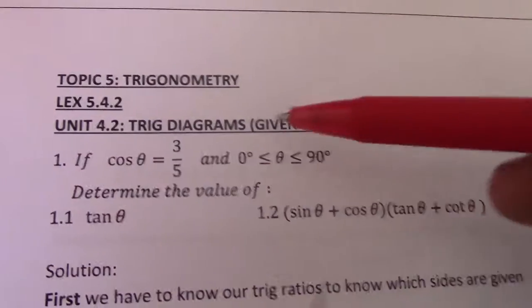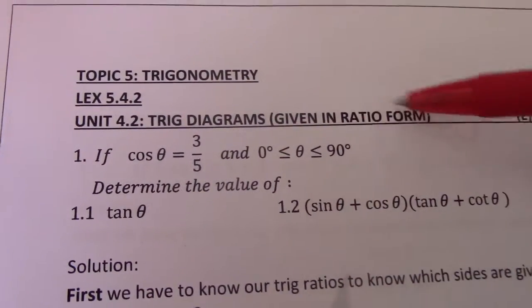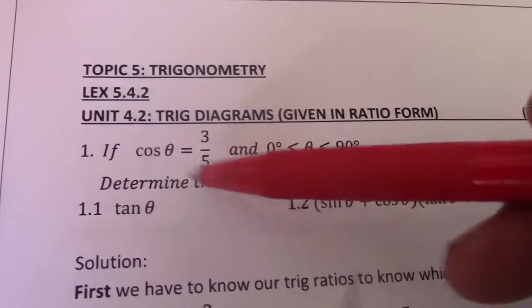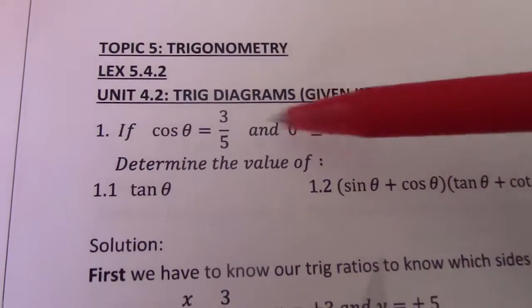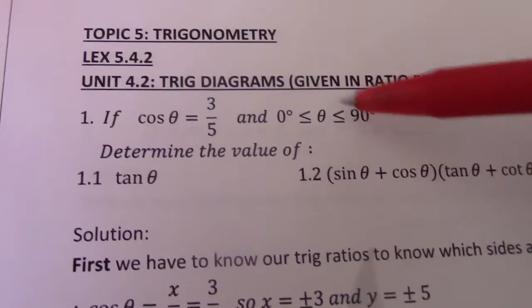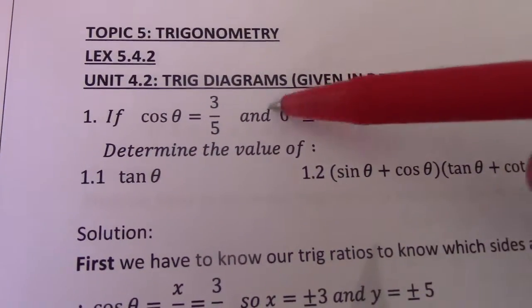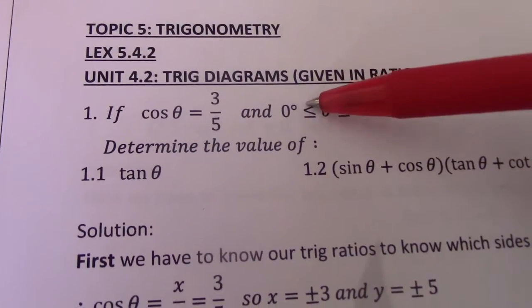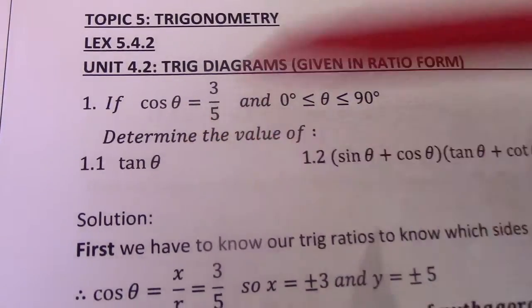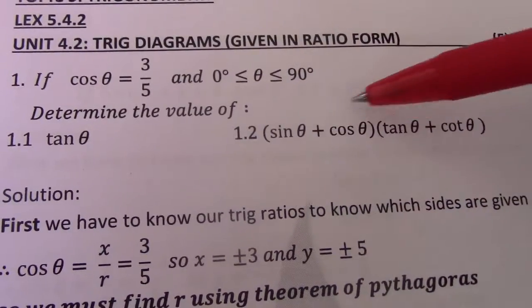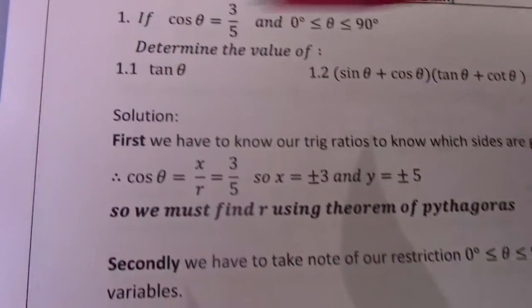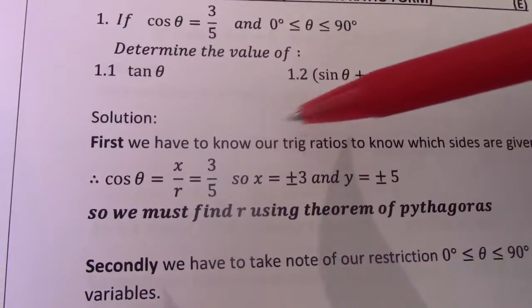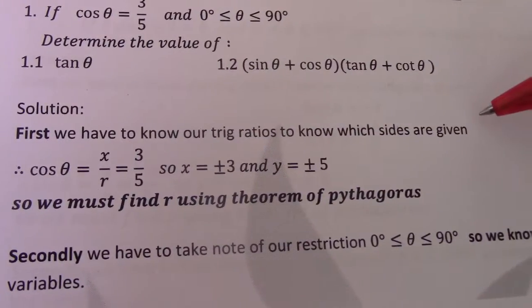In this unit we're looking at trig diagrams, but now we're giving you the trig ratio. So here, if cos theta equals 3 over 5 and theta, the angle, is less than or equal to 90 and greater than or equal to 0 degrees, determine the values of tan theta, 1.2 sin theta plus cos theta, and tan theta plus cot theta. So first we have to know our trig ratios, know which sides are given.